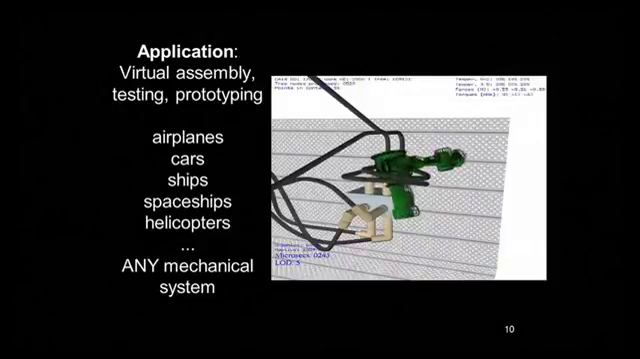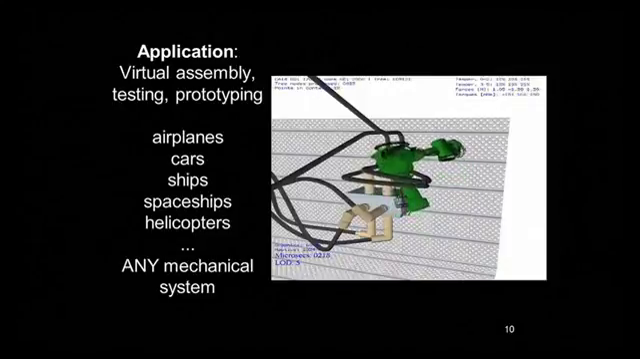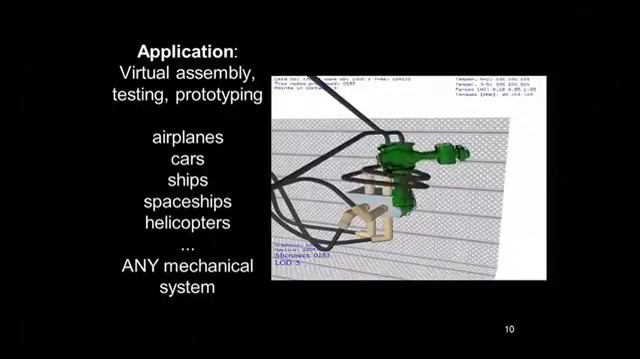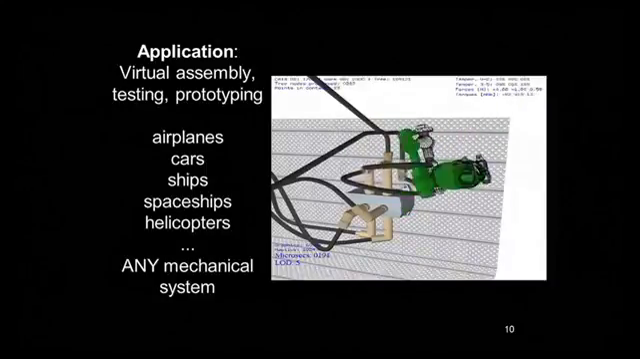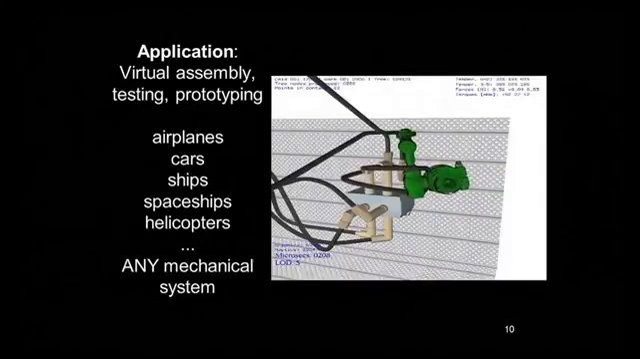You make fewer mistakes, you design it faster, and hopefully it will lead to eventually safer and cheaper airplanes, cars, spaceships, helicopters, basically any mechanical system. You can see the system is very robust. I'm pulling very hard here.